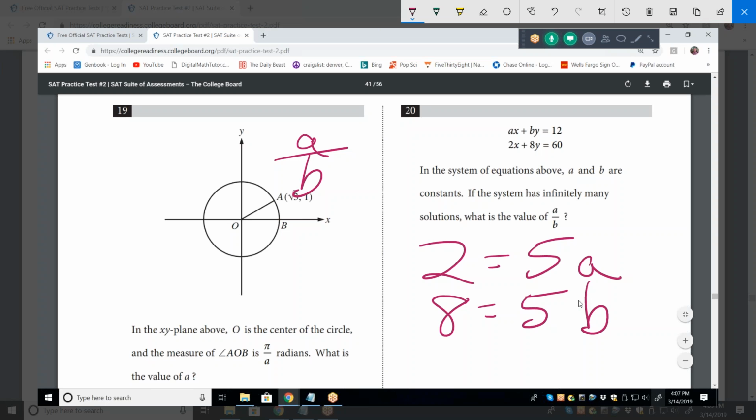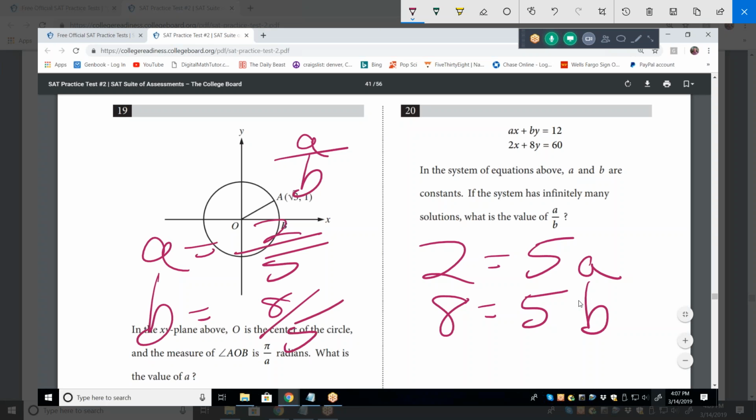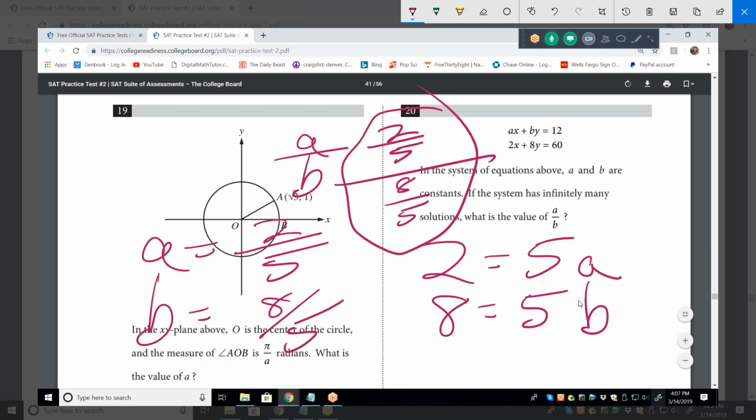Okay, so what is A? A is 2/5? Yes. What's B? 8/5. What's A over B? You have 2/5 divided by 8/5. How do you solve that? I got 1/4, or it reduces down to 1/4. Correct. That's the correct answer.